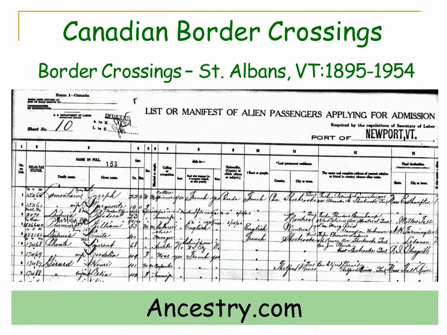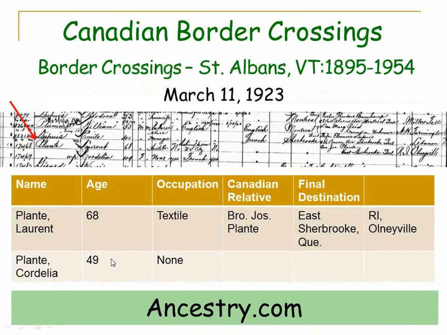And this is one of my ancestors here, Laurent Plant, and his second wife, Cordelia. And I think I've put that on a separate list here. They arrived March 11th, 1923, and I pulled the most important information from the actual record. And that's just one of the many types of border crossings. Some are individual slips and some are lists like this.